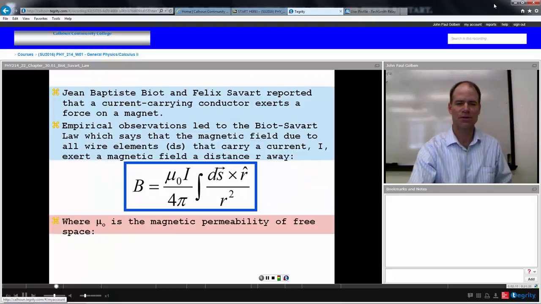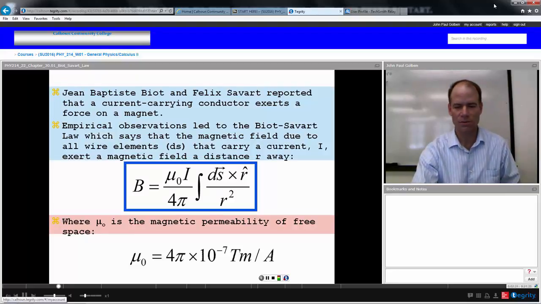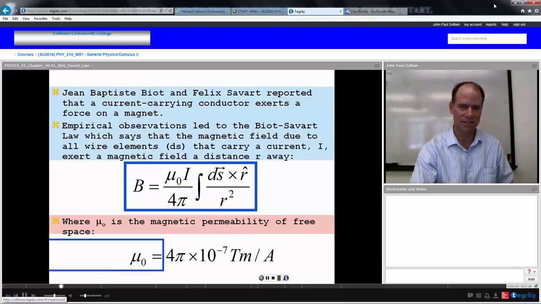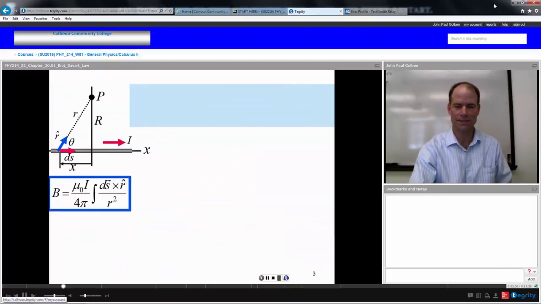Note that mu naught is the magnetic permeability of free space. It is a universal constant, which you should memorize. Mu naught is 4 pi times 10 to the minus 7 Tesla meters per ampere. And you should memorize that, the permeability of free space.